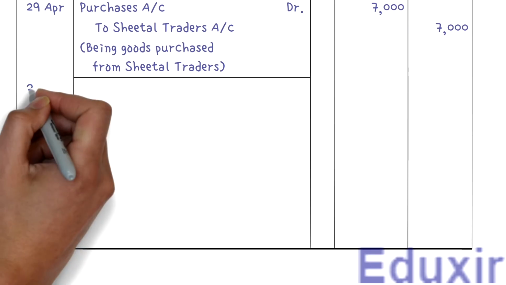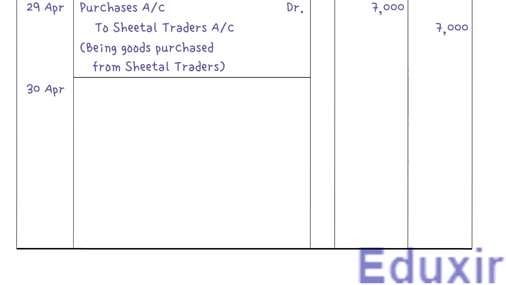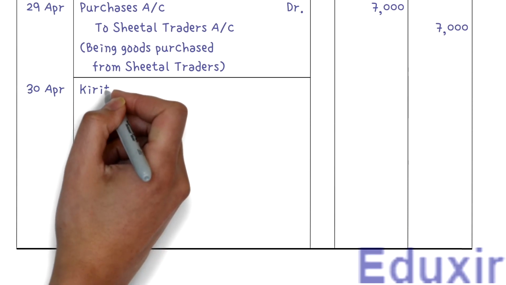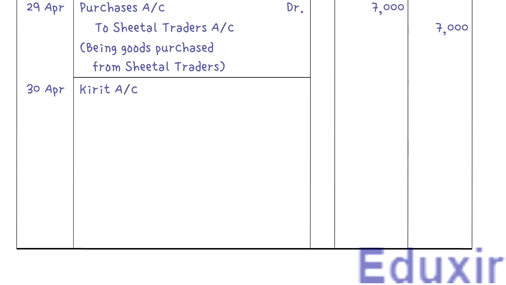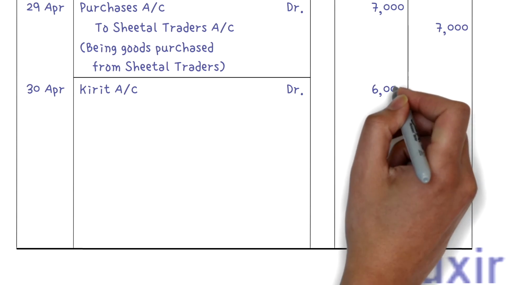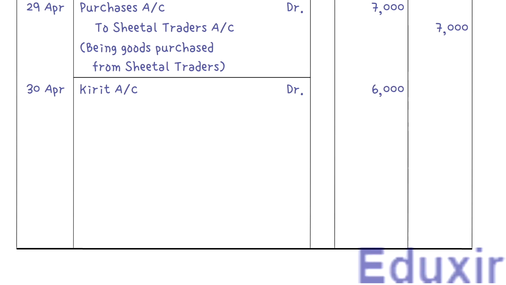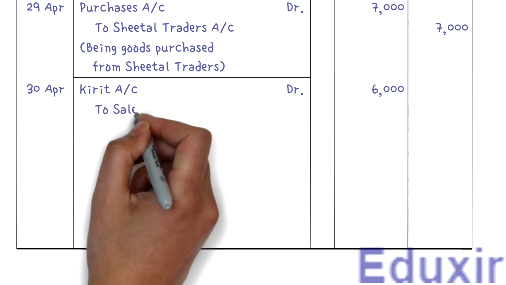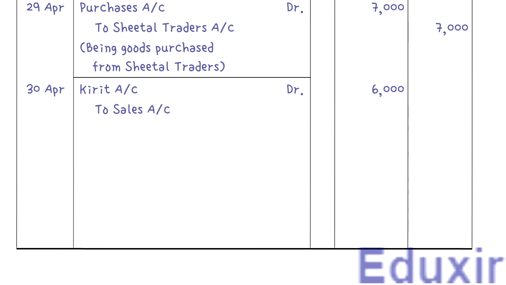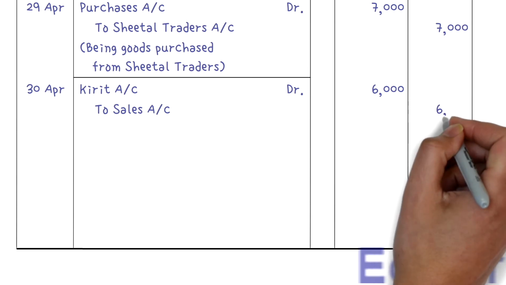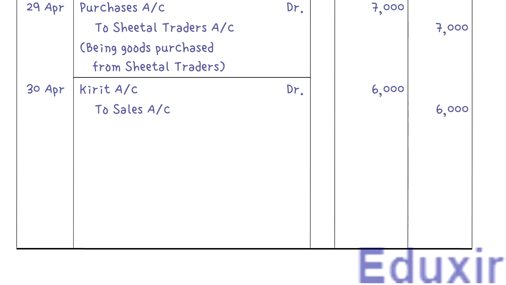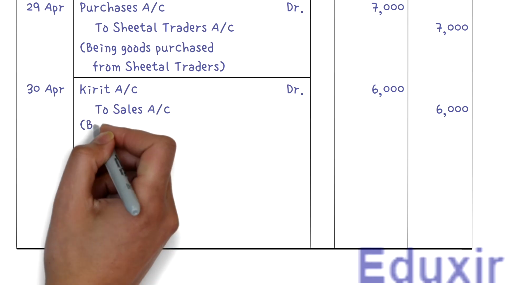Let us first record the date. Let us then record the Kirit account as the debit entry. Let us also write the text DR to indicate that this is a debit entry. Let us then record the debit amount of 6,000 rupees in the debit amount column. Leaving a margin, let us record the sales account as the credit entry. Let us also record the credit amount of 6,000 rupees in the credit amount column. Let us now record the narration or description of this transaction, that is, being goods sold to Kirit.